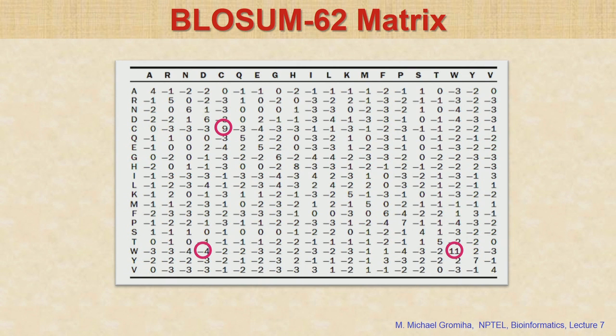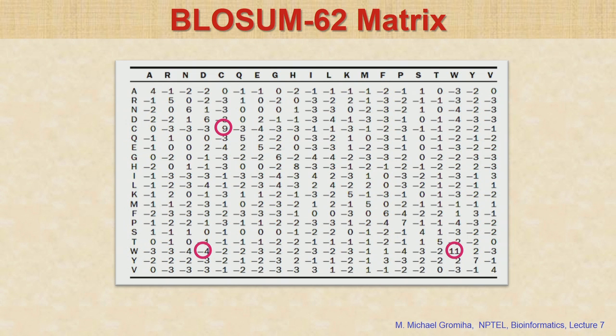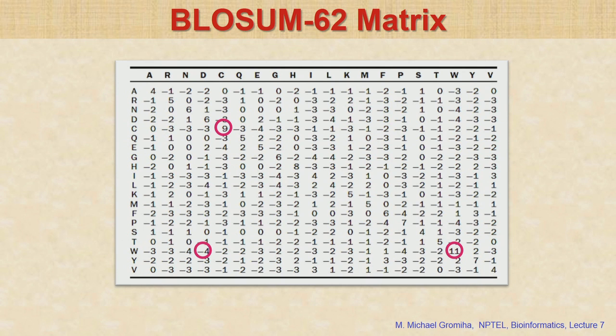Now I show the BLOSUM matrix and we compare this data with the PAM matrix. If you see here, what is the value of C to C? 9, right? Tryptophan? 11. Likewise, if you have some mutations, for example tryptophan to aspartic acid, -4. Here, tryptophan to aspartic acid, -7, right? Here there is an adverse effect, here also an adverse effect. So we look into these two matrices, and qualitatively you can see that both are similar. So now we derive the matrices.